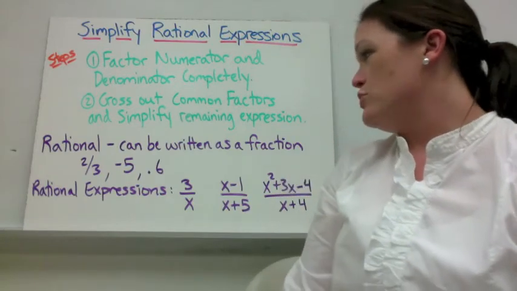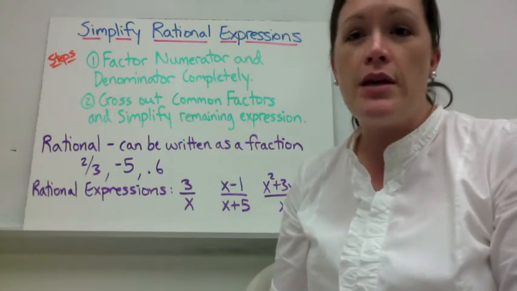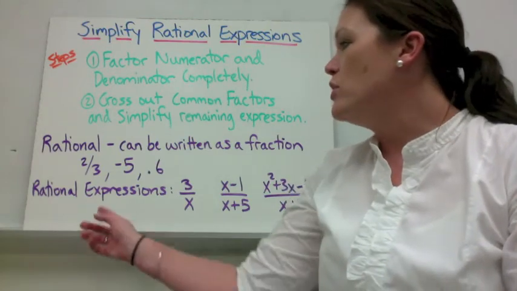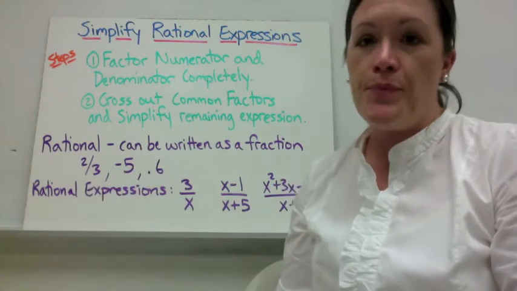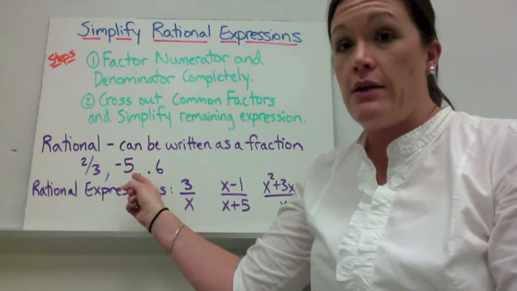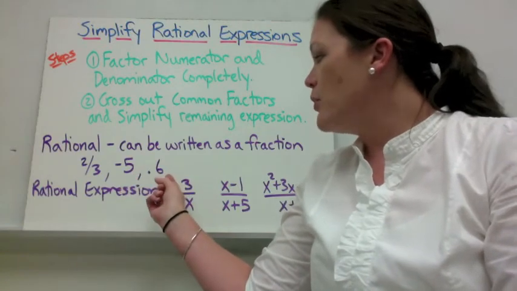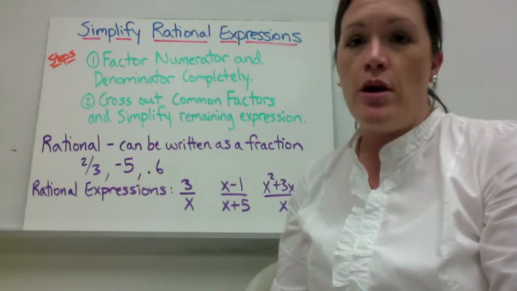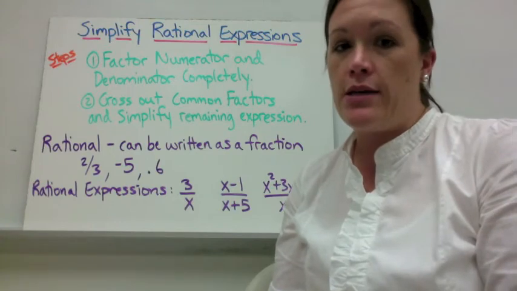The word rational means it can be written as a fraction. So for example, 2/3 is a rational number. -5 is a rational number because we could rewrite it as -5/1. And 0.6 is also a rational number because we could rewrite that as 6/10.